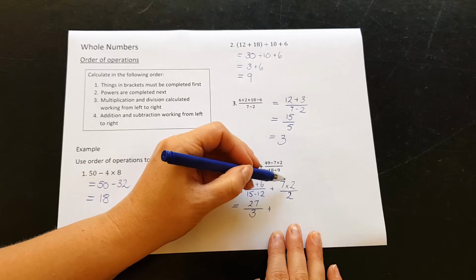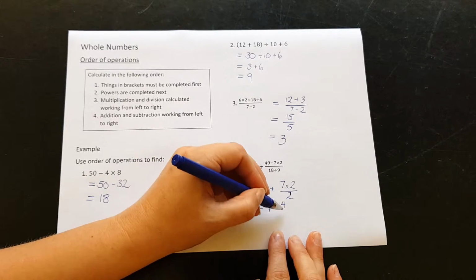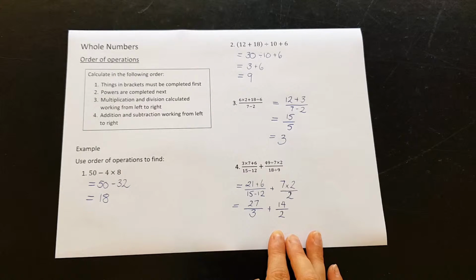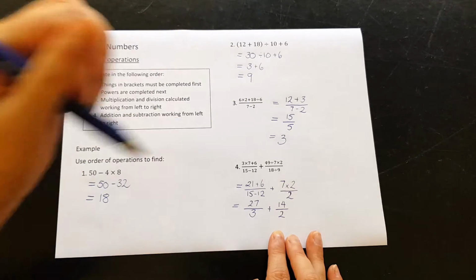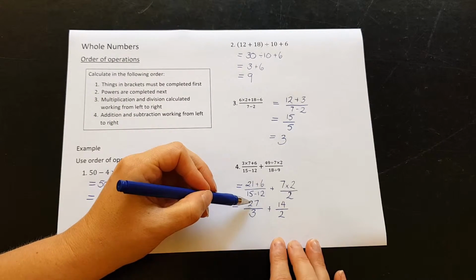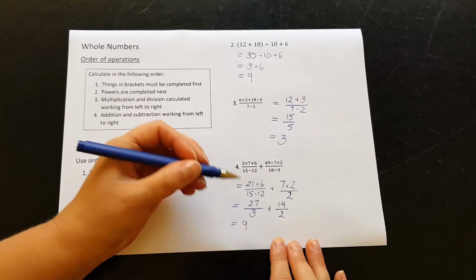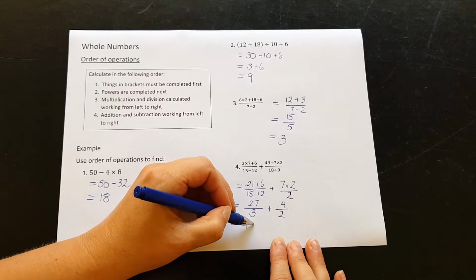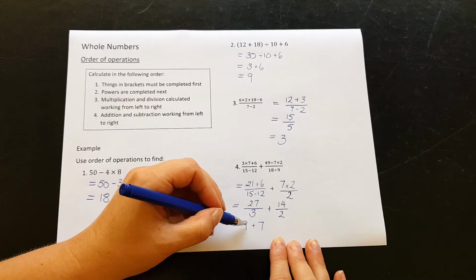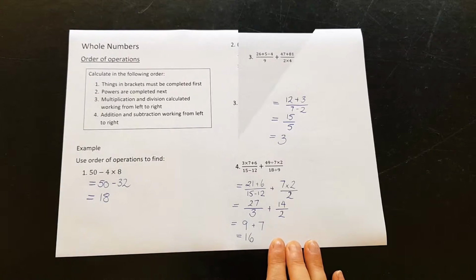Second fraction, 7 times 2 is 14 over 2. Okay, so now that we have no more add, subtract, multiply, divide signs in our fractions, we can now divide these numbers. 27 divided by 3 goes 9 times, and 14 divided by 2 is 7. Adding those together, 9 plus 7 is 16.